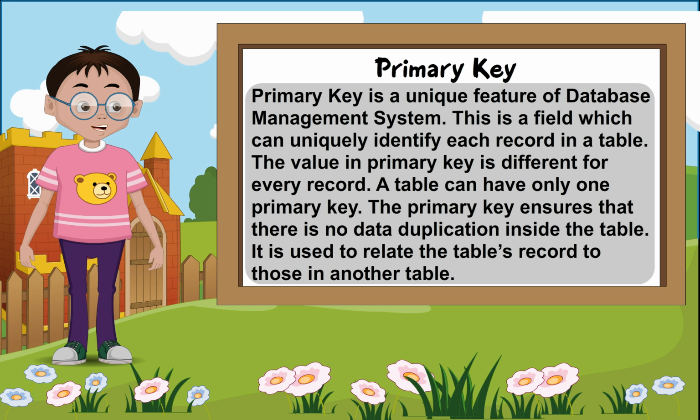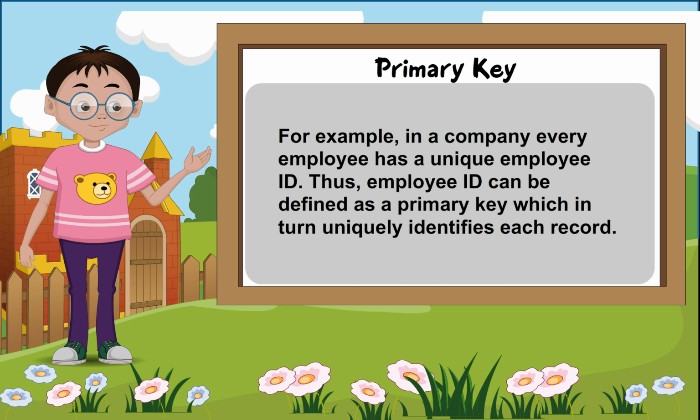The value in the primary key is different for every record. A table can have only one primary key. The primary key ensures that there is no data duplication inside the table. It is used to relate the table's record to those in another table. For example, in a company, every employee has a unique employee ID. Thus, employee ID can be defined as a primary key, which in turn uniquely identifies each record.